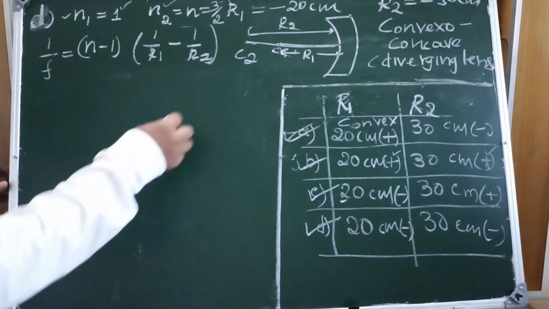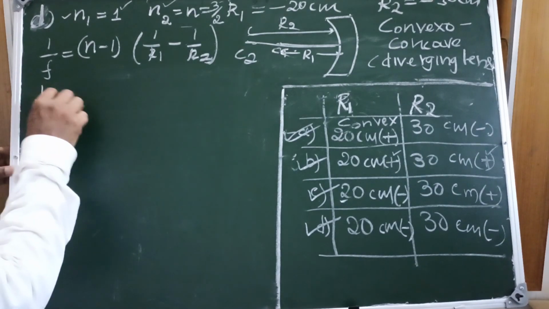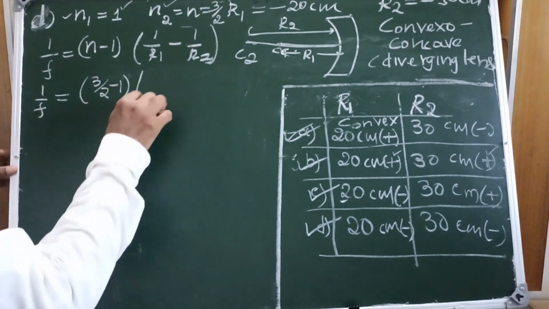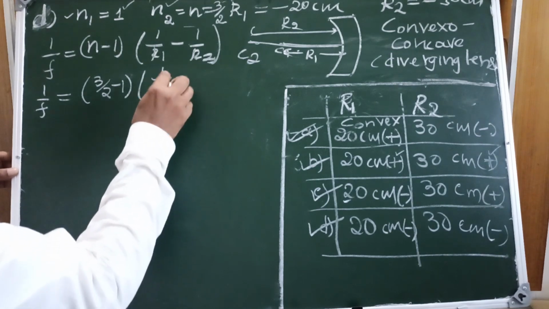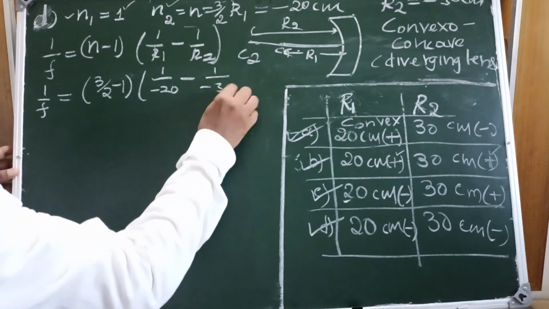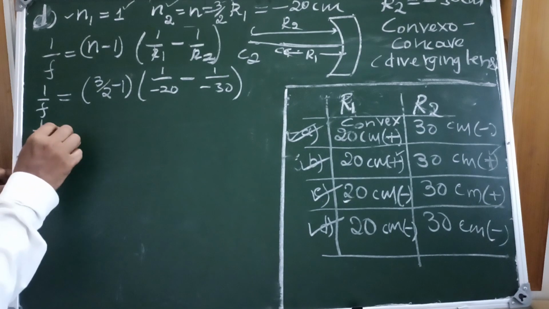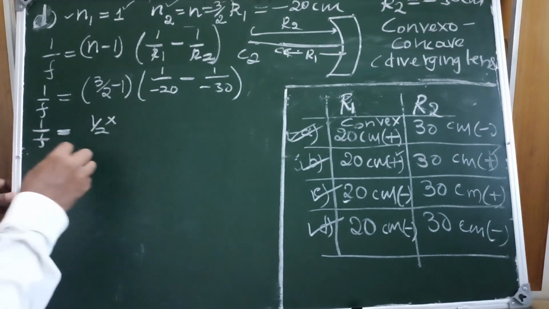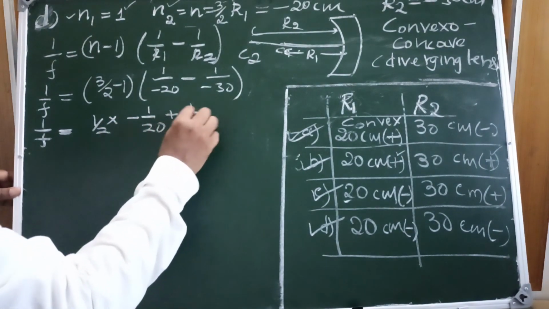Okay. Now let us substitute everything here. We wanted to find out the focal length. 1 by f is equal to n is 3 by 2 minus 1, into 1 by R1, 1 by R1 is minus 1 by 20. 1 by minus 20 minus 1 by minus 30. Both are negative, R1 and R2. If you simplify here, 1 by f is equal to 3 by 2 minus 1 is half multiplied by minus 1 by 20 plus 1 by 30.